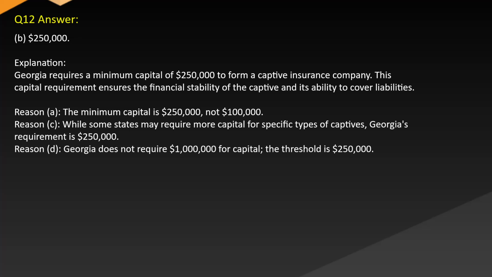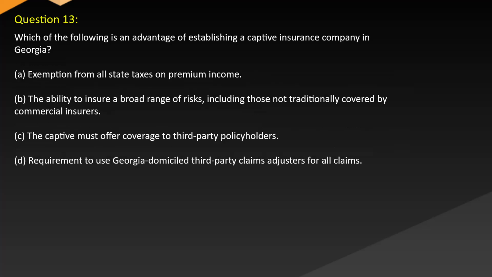Reason C. While some states may require more capital for specific types of captives, Georgia's requirement is $250,000. Reason D. Georgia does not require $1 million for capital. The threshold is $250,000.